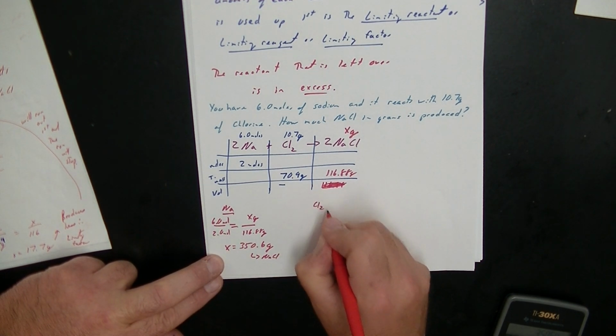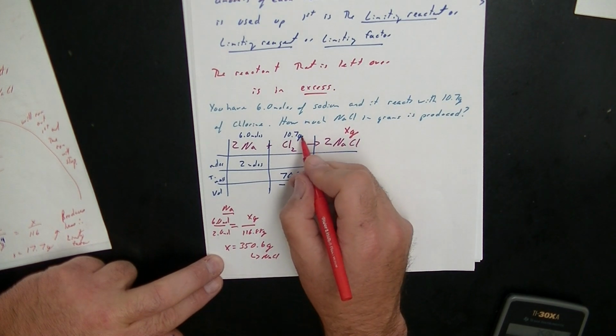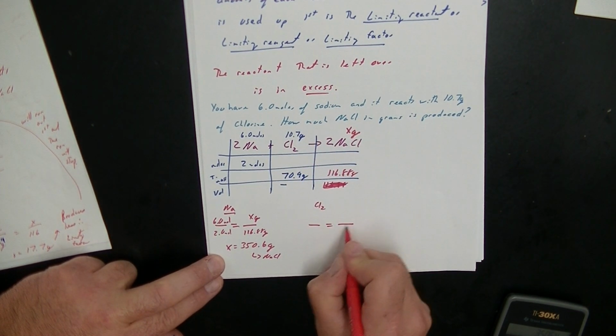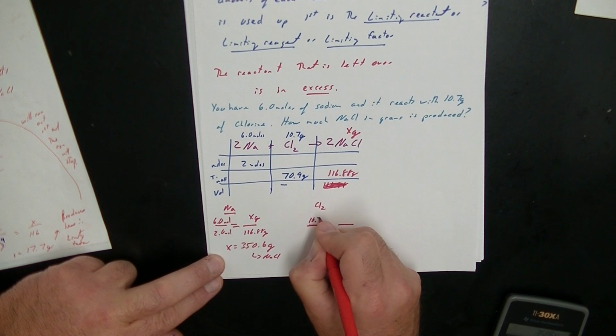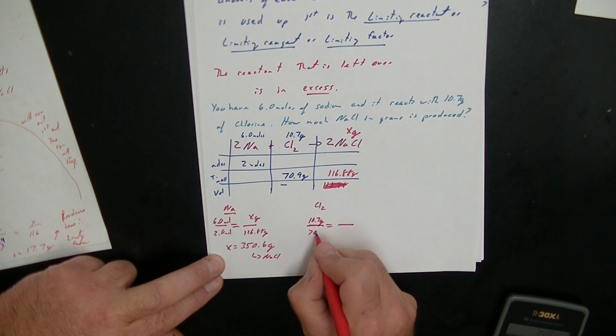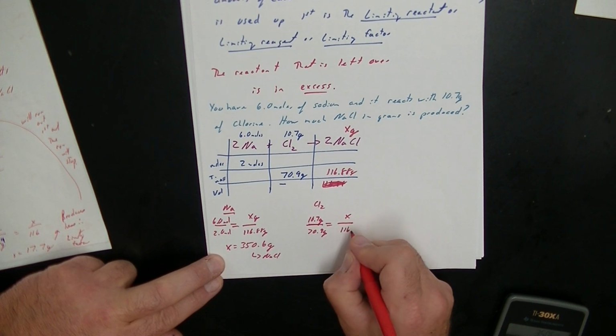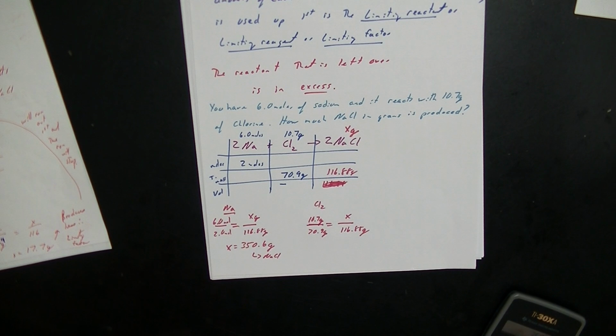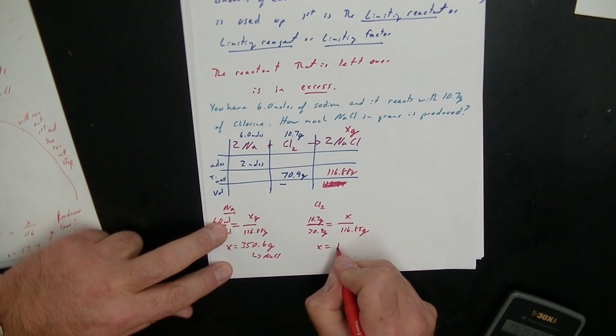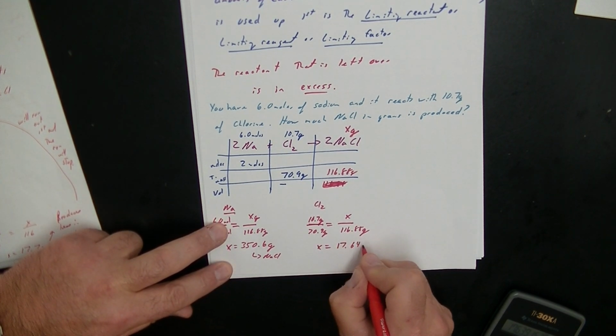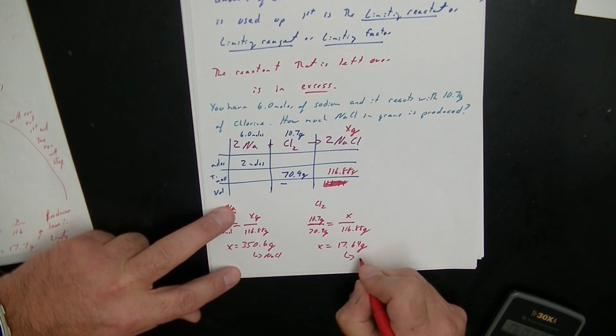Well, what if the chlorine reacted? Let's do the same thing except with the chlorine. We'll set up our ratio: 10.7 grams over 70.9 grams equals X in grams over 116.88 grams. Well, 10.7 times 116.88 divided by 70.9, we get X equals 17.64 grams, and this would be of NaCl.